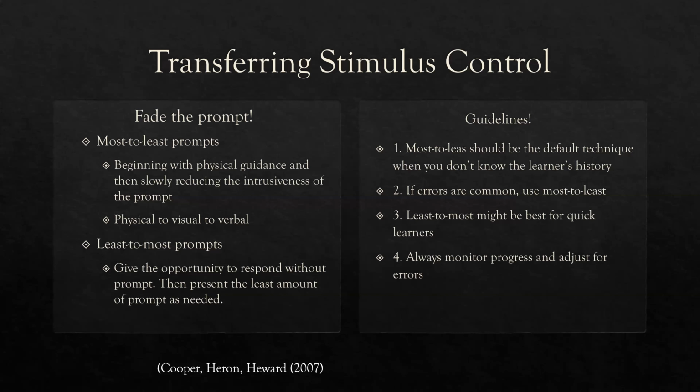Three, least to most might be best for quick learners. If you've got a quick learner, they don't need physical prompting, right? Maybe a simple movement prompt or redundancy prompt, right? Or a positional prompt, a simple stimuli prompt might be enough to teach them. Least to most could be best for quick learners. Four, always monitor progress and adjust for errors. That goes for everything. That should be a general guideline statement. Monitor progress, adjust for errors.